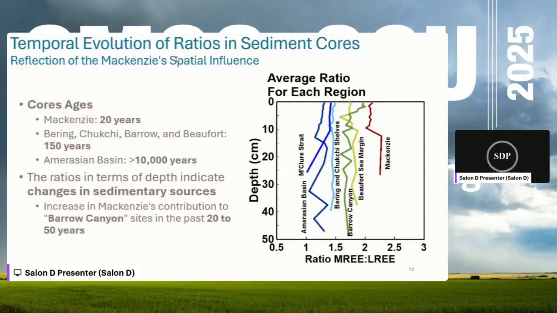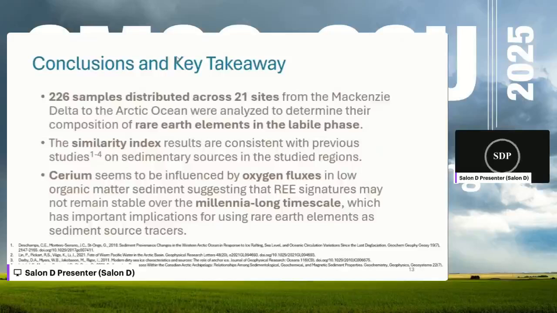So in conclusion, we analyzed 226 samples across 21 sites, and we determined the rare earth element concentration in the leachable phase. And our indices were correlated with what we can see in different studies that were done in the region. So we think that it's a good use for them. But we need to be careful if we're talking about millennia-long time scales because it can have important implications if oxygenic flux enters the sediment.